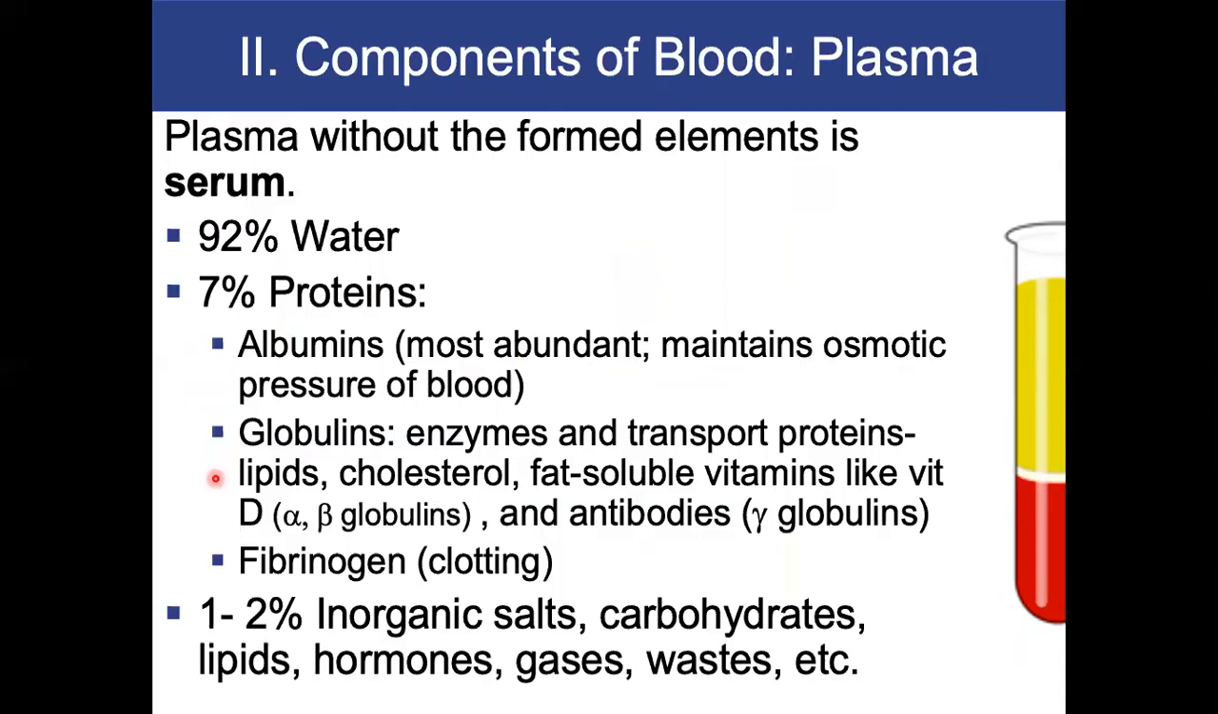Sorry, globulins are, as a category, some of them are enzymes, some of them are transport proteins. I couldn't understand my slide. Sorry, guys. They transport lipids, cholesterol, fat-soluble vitamins, right? Like vitamin D, when you're talking about alpha and beta globulins. Antibodies are gamma globulins, right? And then fibrinogen deals with clotting. And then 1 to 2% of inorganic salts, et cetera, et cetera.